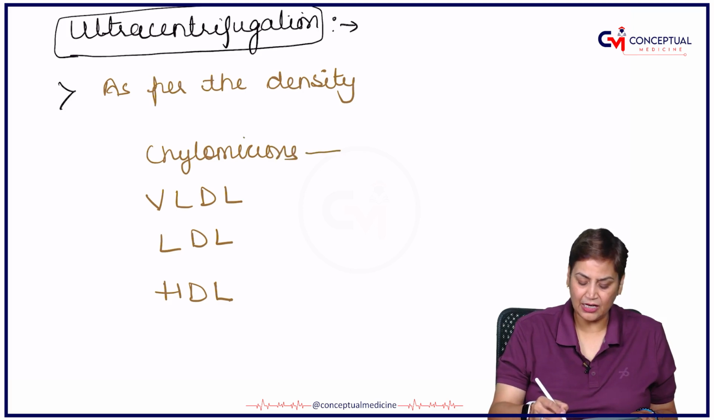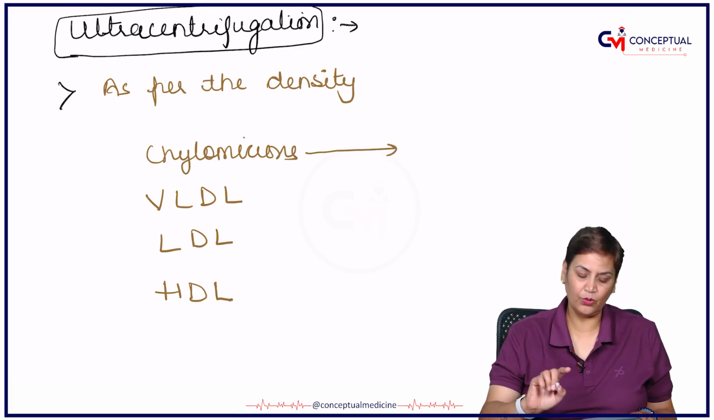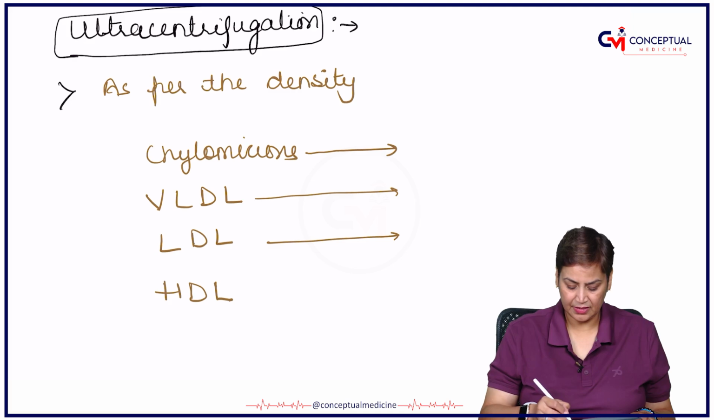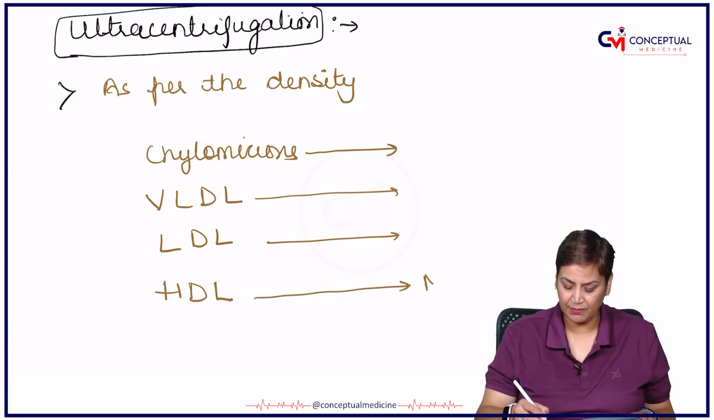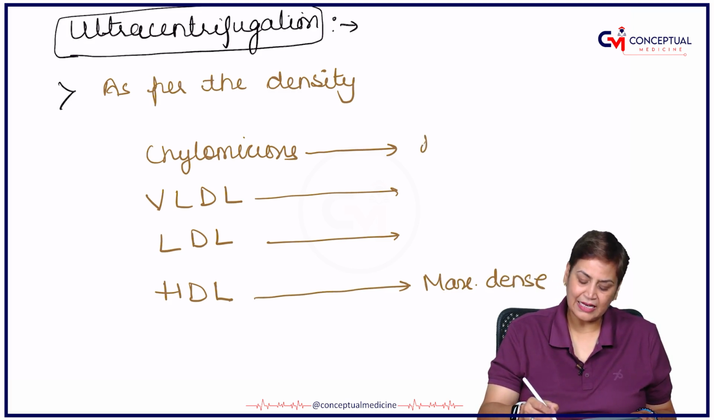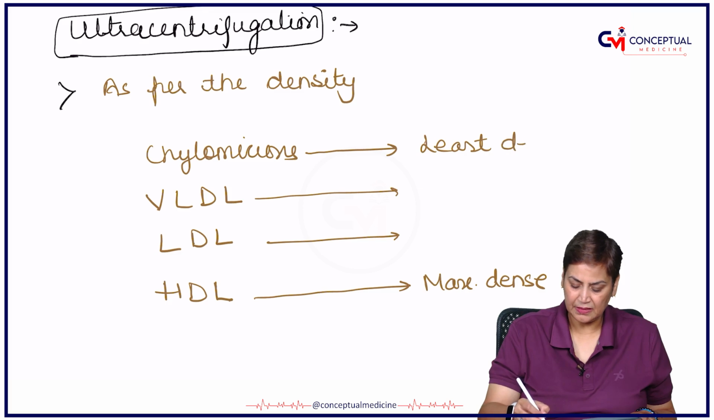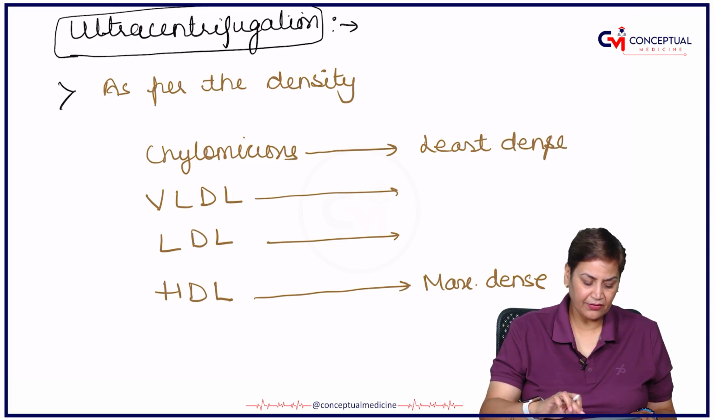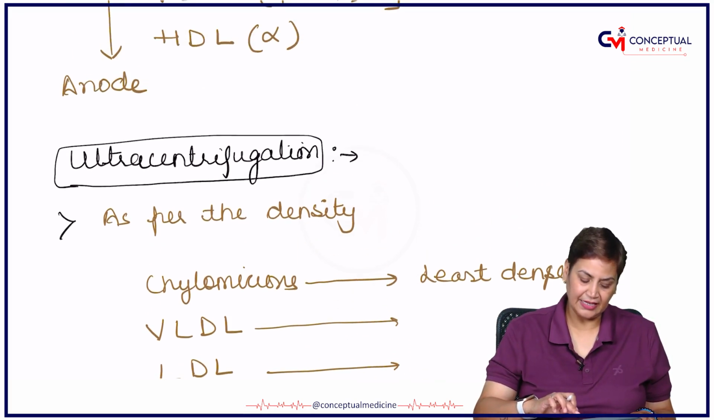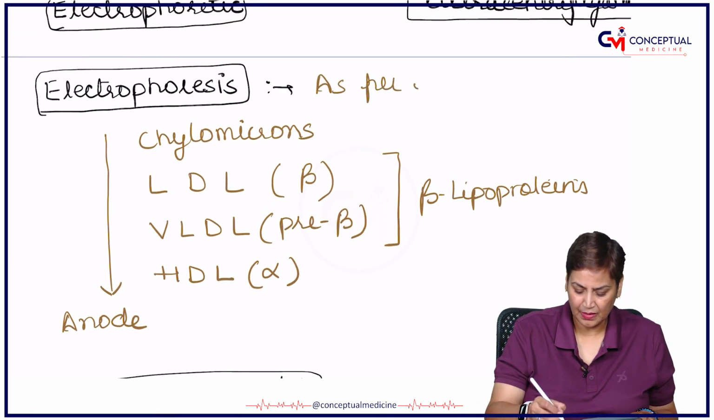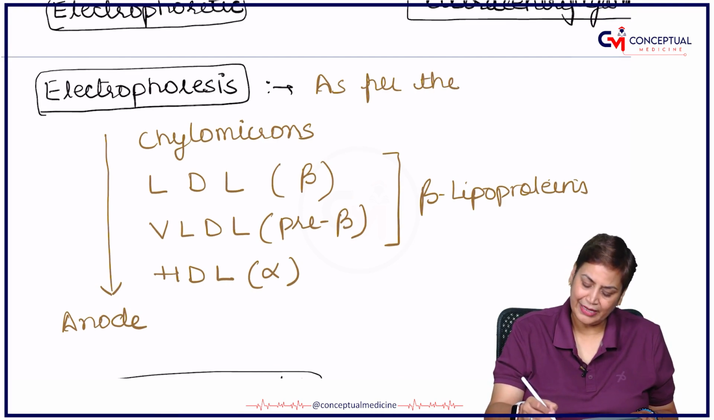Or we can say that chylomicrons will always stay at the origin, right? Like this. There is a difference because they are maximum dense and chylomicrons are least dense. Okay, so ultracentrifugation is a separation as per the density and electrophoresis is as per the protein content, or you can say as per the TGs, whatever we can say.